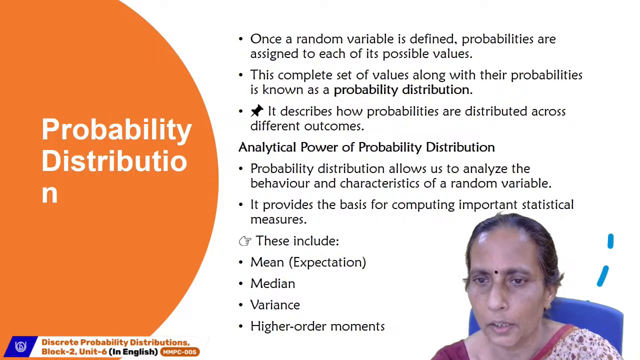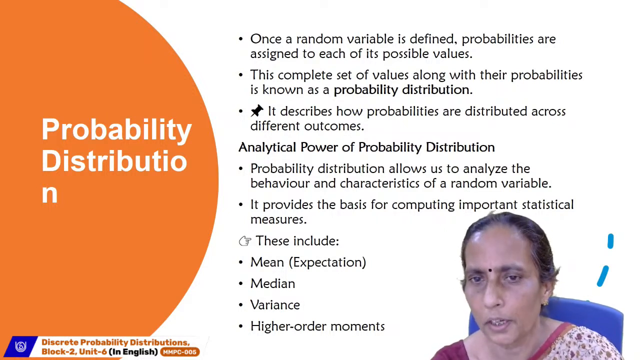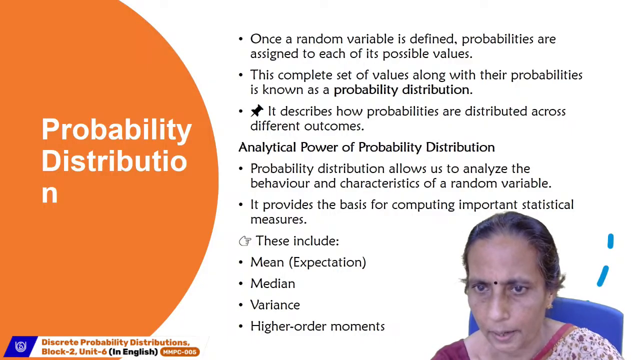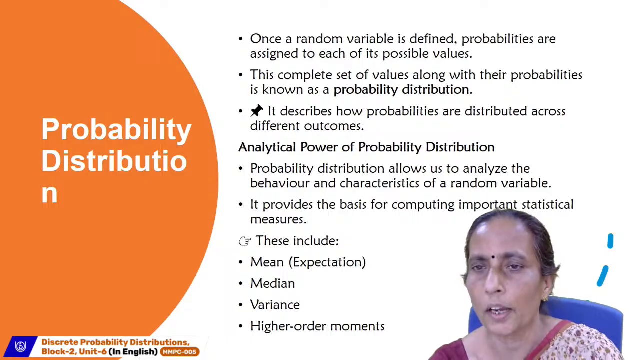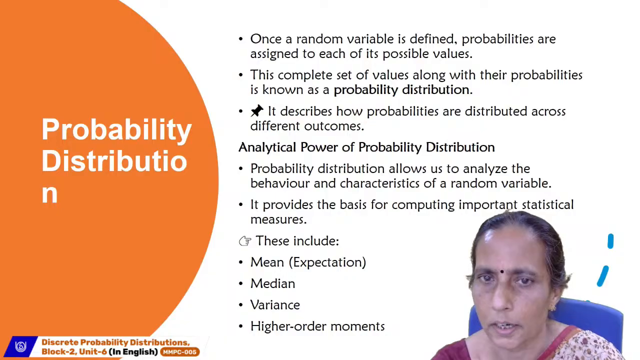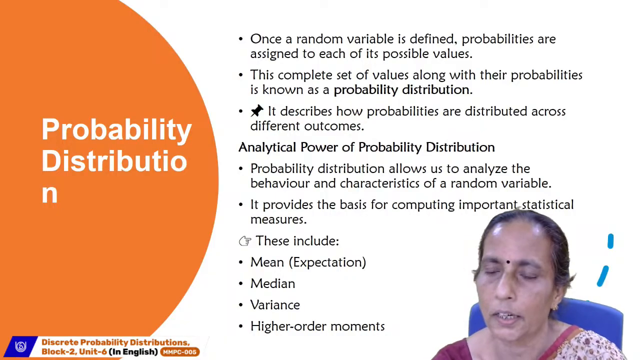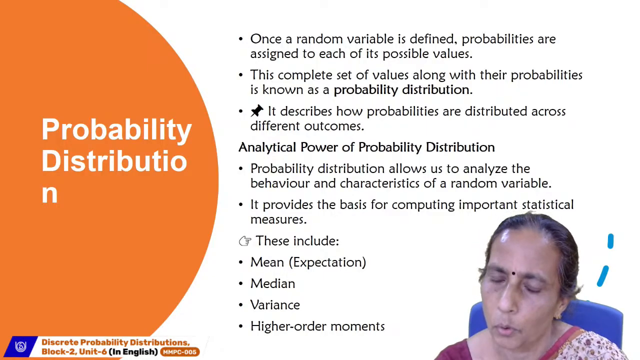That means whenever we are throwing a dice, one event occurs. So whenever we are throwing it several times, each time we may get either a head or a tail. So if we count each of my occurrences, then that complete set of values along with their probabilities is known as your probability distribution.